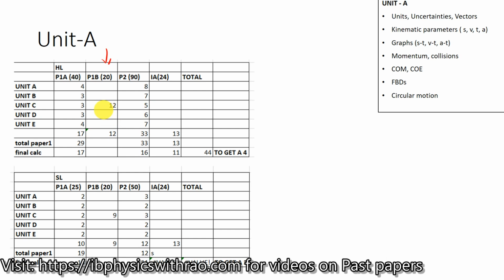Now let us see how much my strategy will work out. Let us begin. The first one is about units, uncertainties and vectors. Let me just tell you only the briefs: where students make mistakes, how to overcome them, and what the important concepts are.